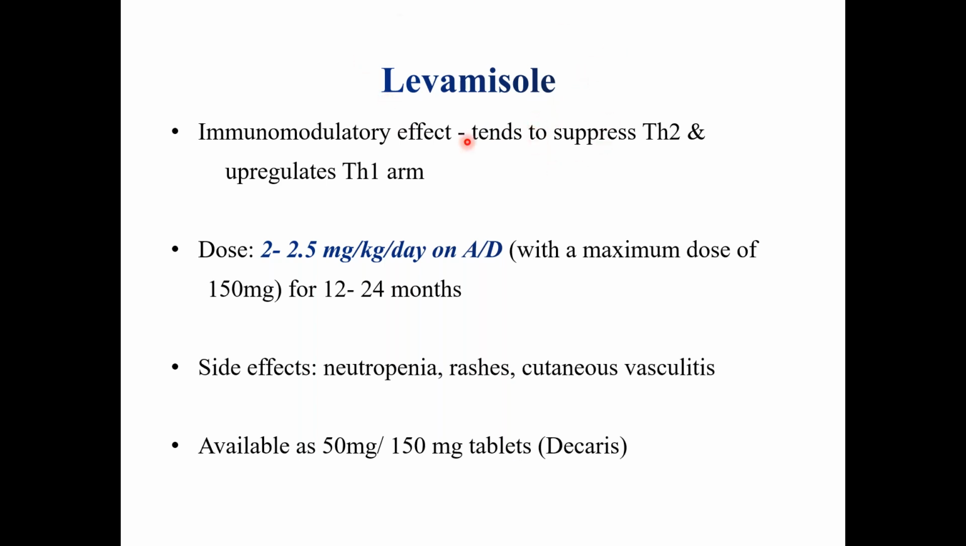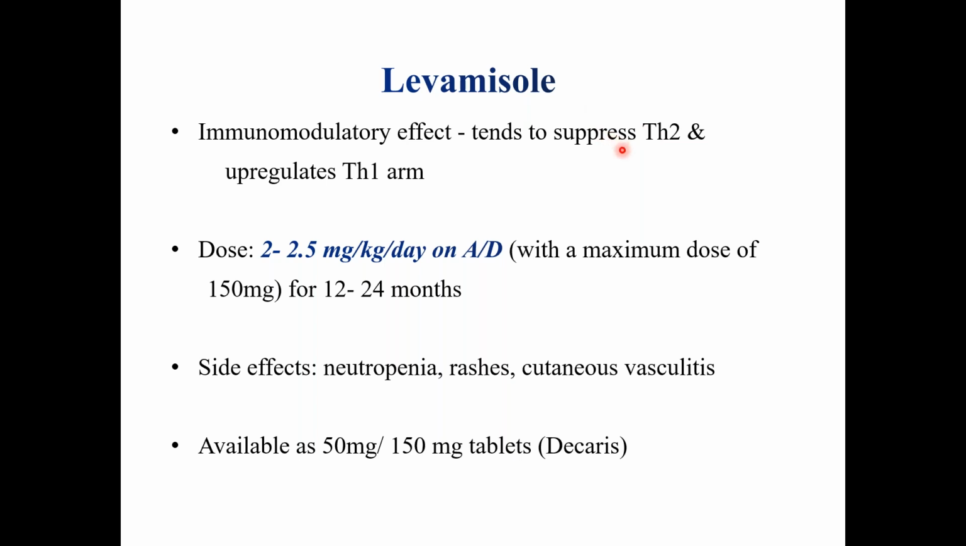Now, another drug which has been used and which is very effective also in children below the age of 6 years is Levamisole. Levamisole is actually primarily an anti-helminthic agent, and it has been used in various immunomodulatory diseases since the 1980s. So this drug has an immunomodulatory effect. And what is this immunomodulatory effect? Well, it tends to suppress your Th2 axis.